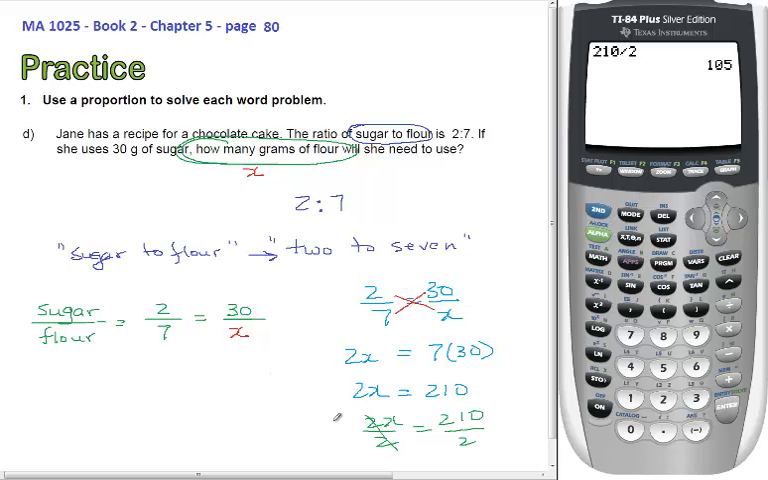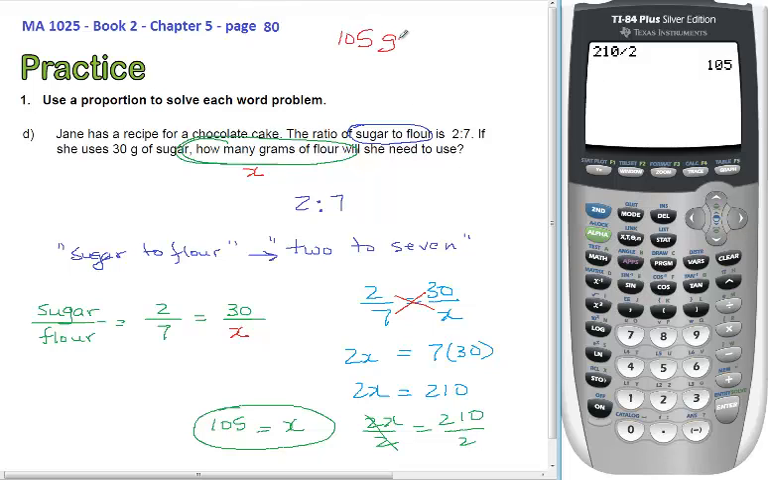Indeed it is. So x is 105. Now, it's all in grams, let's check grams. So we're saying that the answer is 105 grams of flour she needs to use. Now, there's the complete word answer up there.